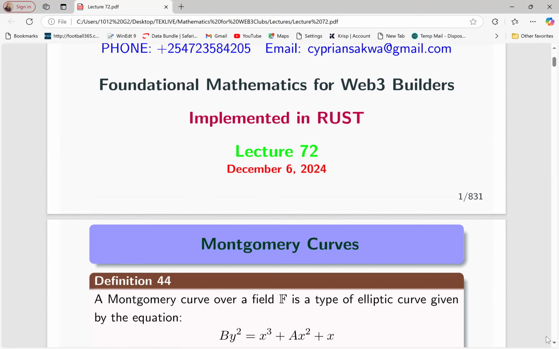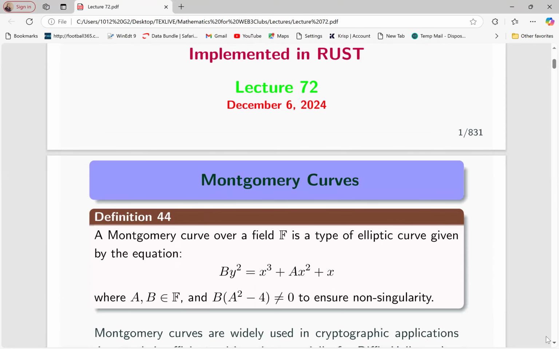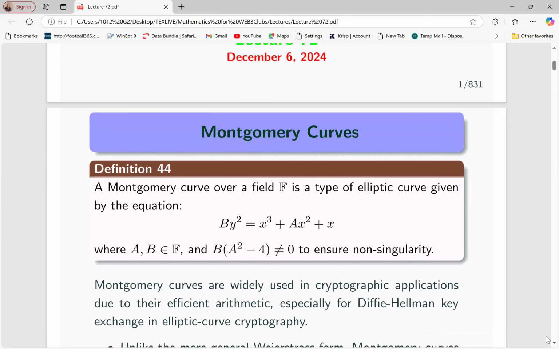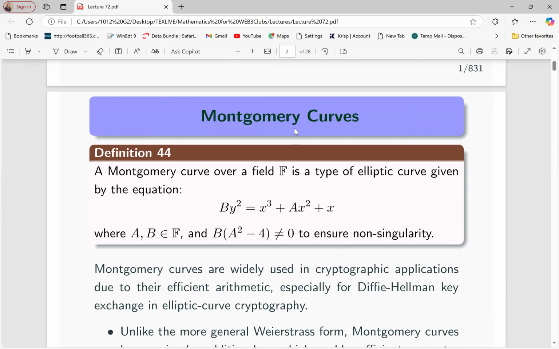We continue with the discussion on elliptic curves, and this time we look at Montgomery curves. These are slightly different from the common Weierstrass curves that I've been looking at, and we shall see where the difference is. Of course, we shall also see how to convert from one form to the other. So we begin with the definition of the Montgomery curves.